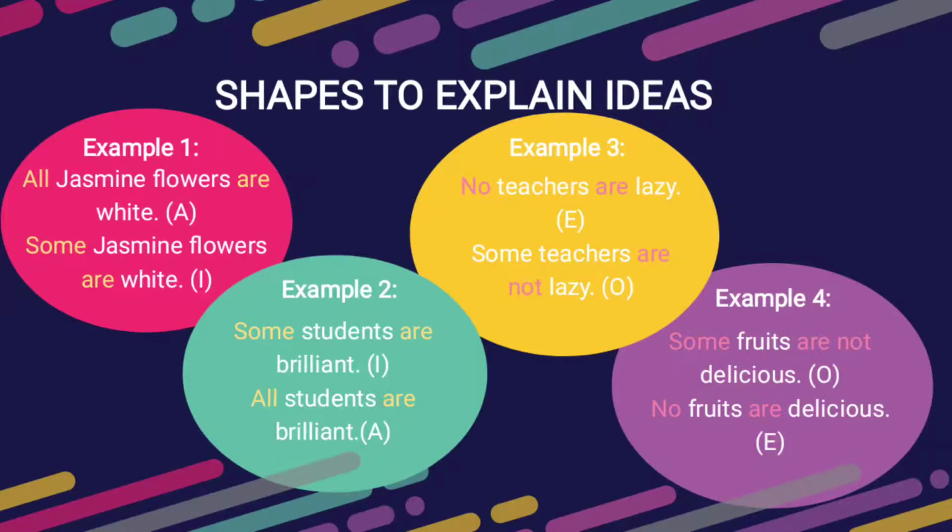Here are some examples to explain the rules of subalternation. The first example is: all jasmine flowers are white. This is the universal affirmative. And: some jasmine flowers are white. Example number 2: some students are brilliant. All students are brilliant. Example number 3: no teachers are lazy. Some teachers are not lazy. Example number 4: some fruits are not delicious. No fruits are delicious.